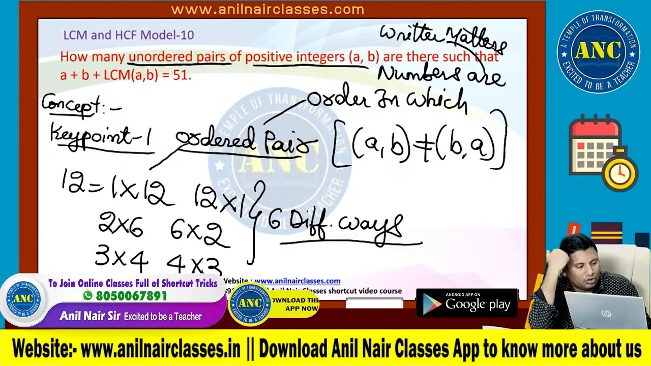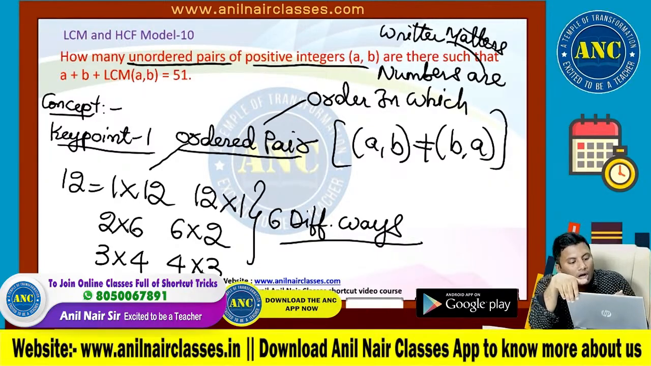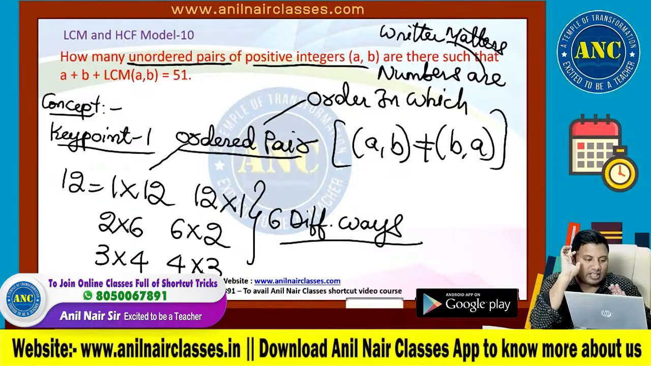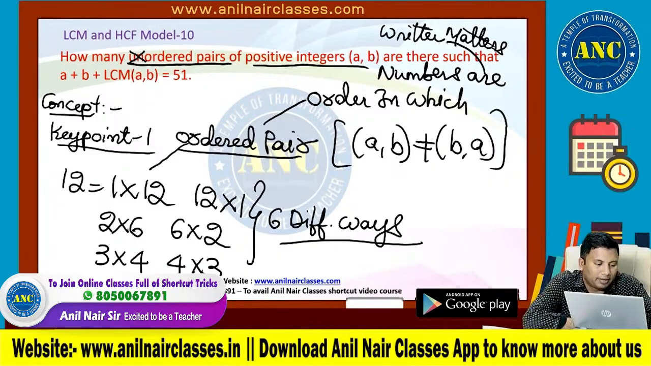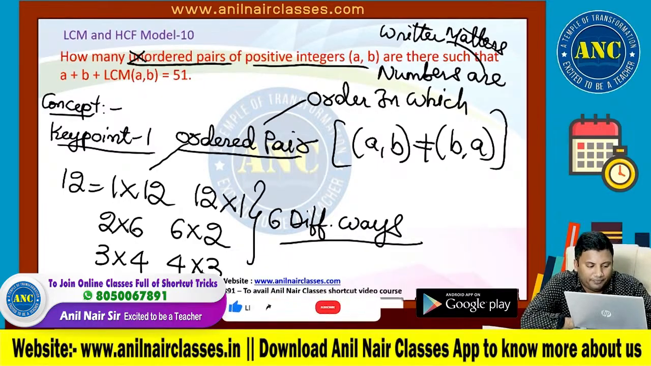When will you use ordered? Okay, first I will discuss ordered pair, then I will turn the question into an unordered pair. Ordered pair means the reverse is also considered as one way. Now listen carefully to this question, sir. Very, very good question.